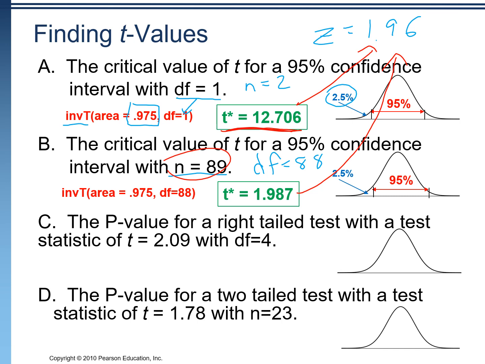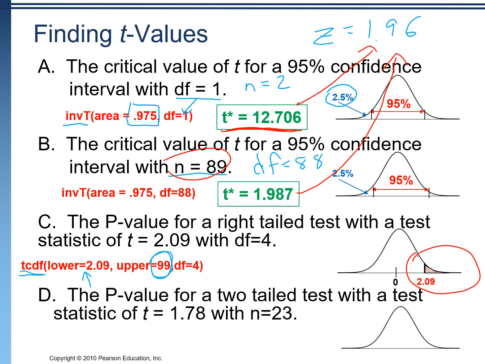Part C, the p-value for a right-tailed test with a test statistic of t equals 2.09, 4 degrees of freedom. Okay, so the t distribution is centered at 0. We have this test statistic, and we want the right tail there. Normally, we would go into normal CDF. Now we're going to be using the function tCDF. It asks us for a lower boundary. Upper, we're going to put in 99, and it also asks for degrees of freedom. P-value is 0.0524.